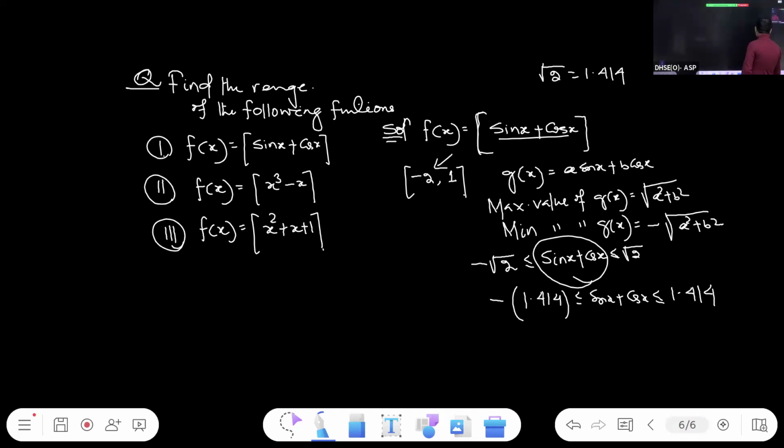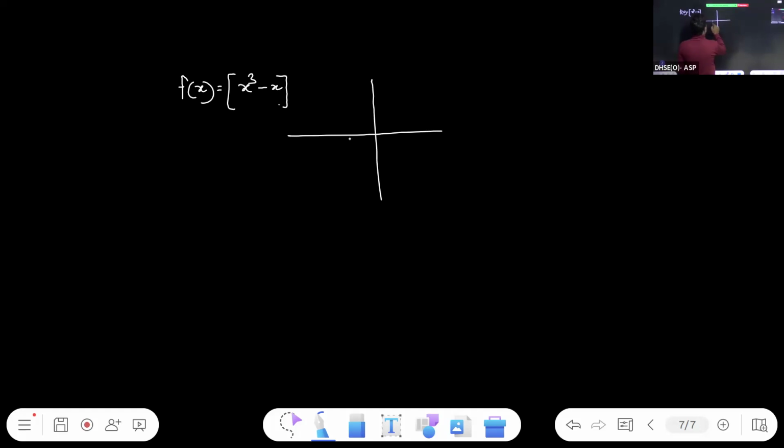The second one is f of x is equal to bracket of x cube minus x. You know, x cube minus x is an odd degree polynomial function. Range of an odd degree polynomial function is R. So graph of the function x cube minus x is like this.